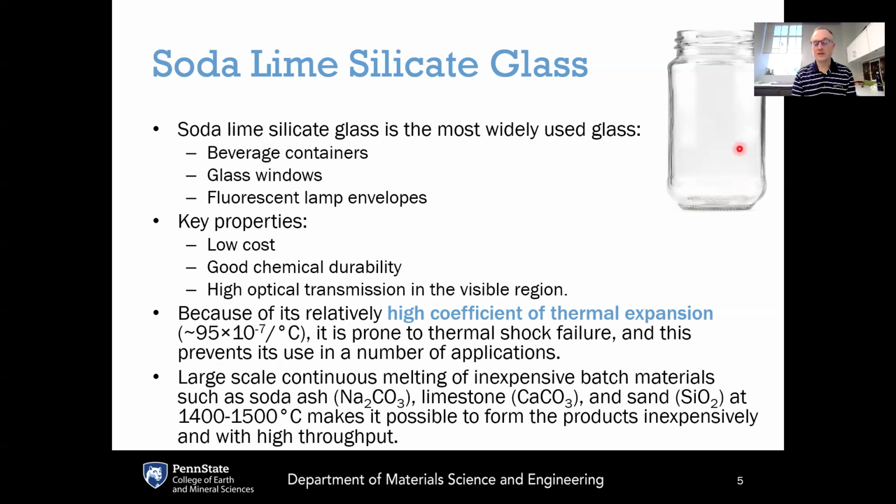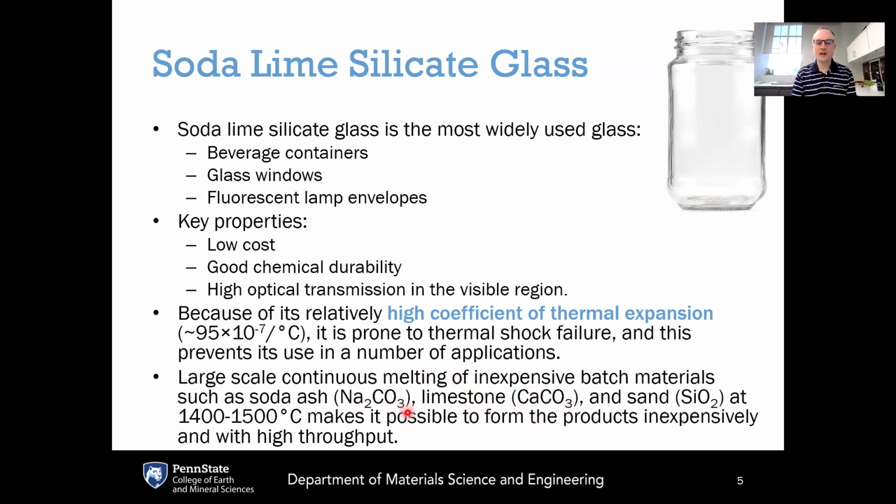This is used for essentially all beverage containers, food containers, architectural windows, glazing that is in automobiles, fluorescent lamp envelopes. All of these are made from soda-lime silicate glass. Soda-lime silicate is made by taking pure silica and adding two additional components to it. Soda ash is added. This is sodium carbonate, and limestone, which is calcium carbonate.